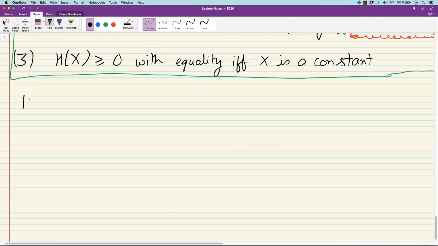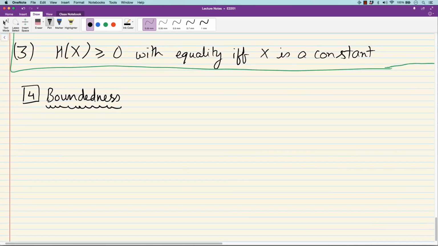Okay, so the fourth part now is about boundedness of these functions. These functions are non-negative. Next thing I am claiming is that they are also bounded. So I'll show different properties for this boundedness. The first property is very commonly studied. A uniform distribution maximizes entropy.